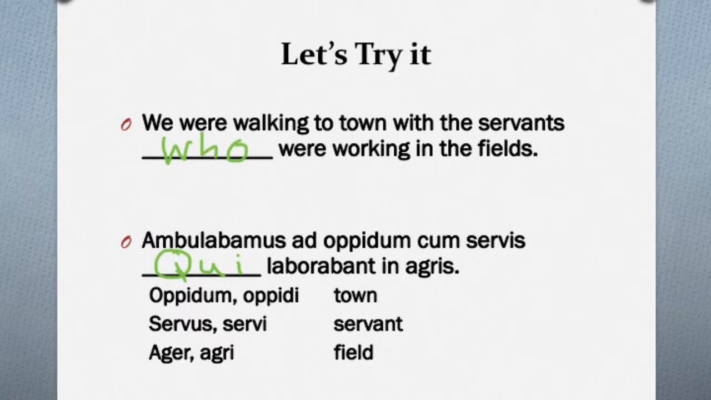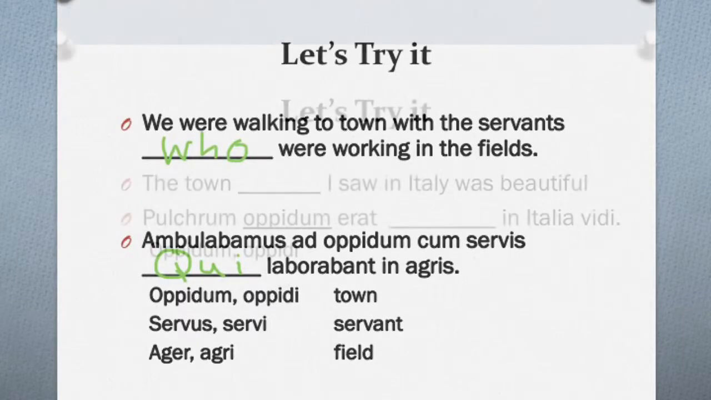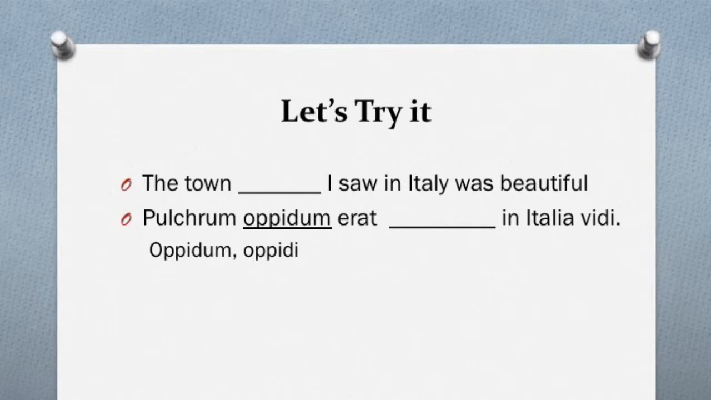If you said who for English and qui for Latin, you are correct. Congratulations. Let's try another one. Remember that to determine the correct form of the relative pronoun, whether we're looking at English or Latin, we need to know what the antecedent is of the relative pronoun.